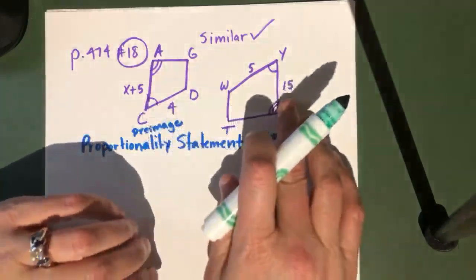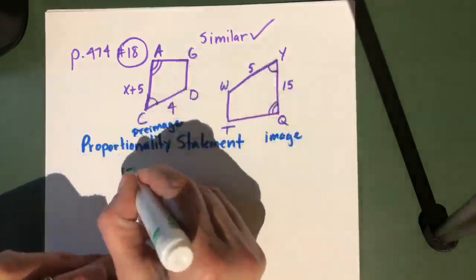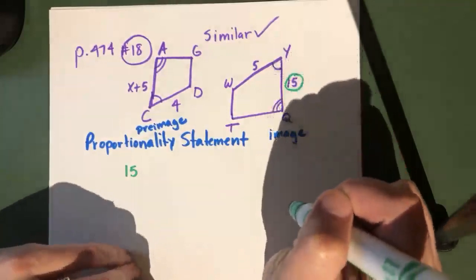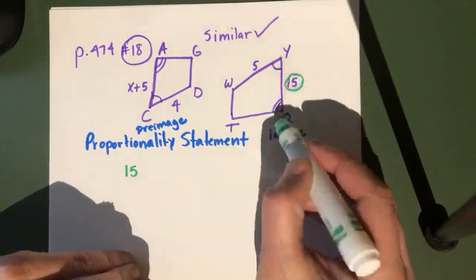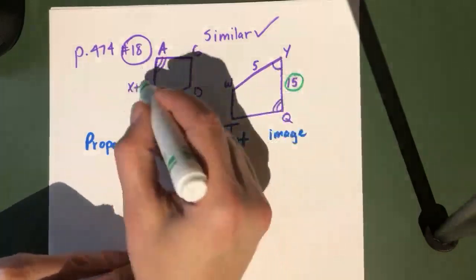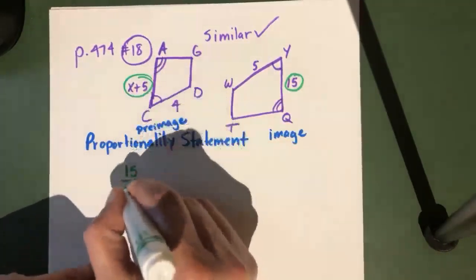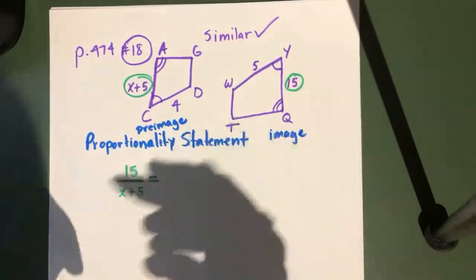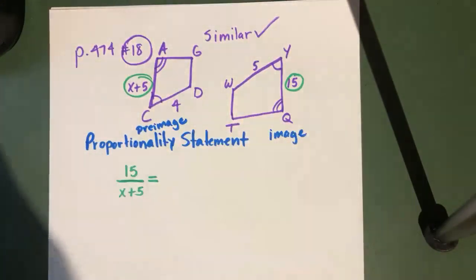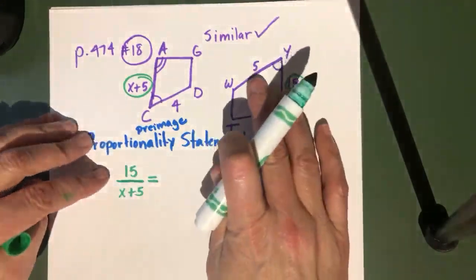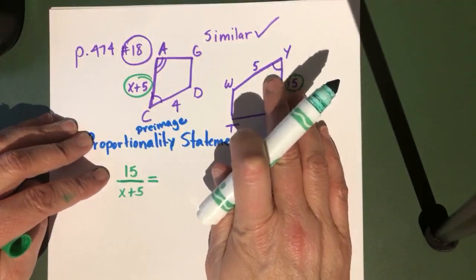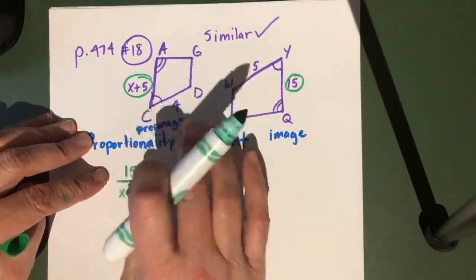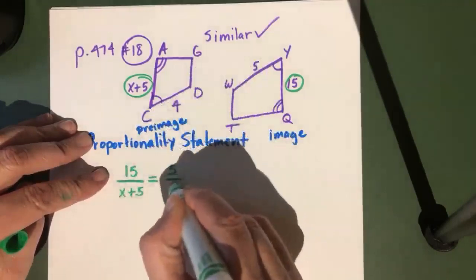So let's match them up. Where is the 15 situated? Oops, I'm sorry. The 15 is situated between Q and Y, right? So let's come over here. Q and Y match up angle-wise to what? A and C. So 15's counterpart is x plus 5. That is your image over pre-image. So let's get something to compare it to with the other sides. The 5 comes off of the 1 arc congruence, and then there's nothing. The 4 comes off of the 1 arc congruence, and then there's nothing. So 5 over 4.